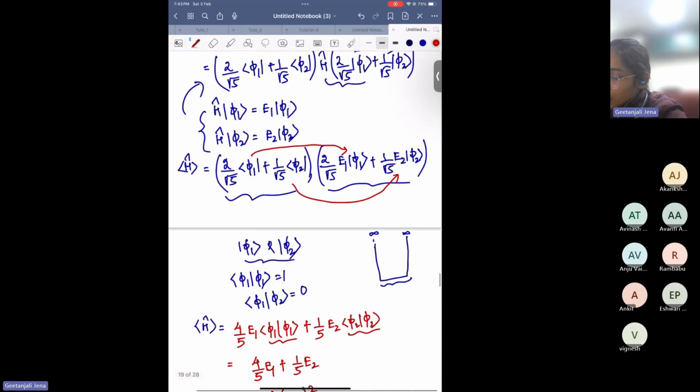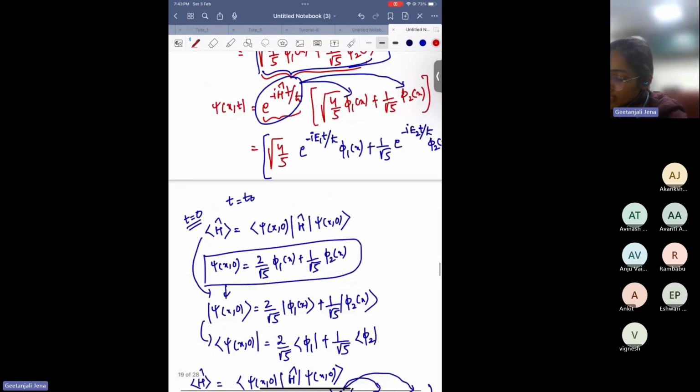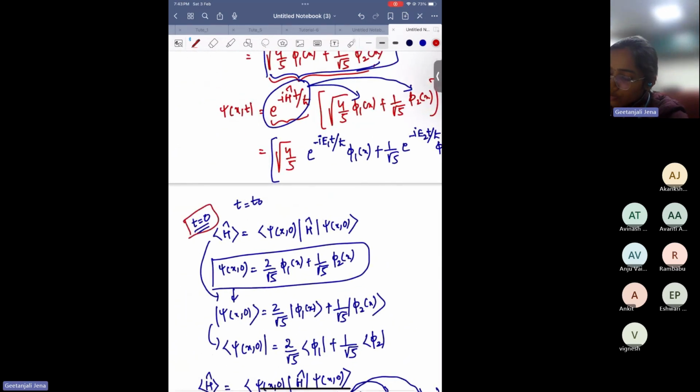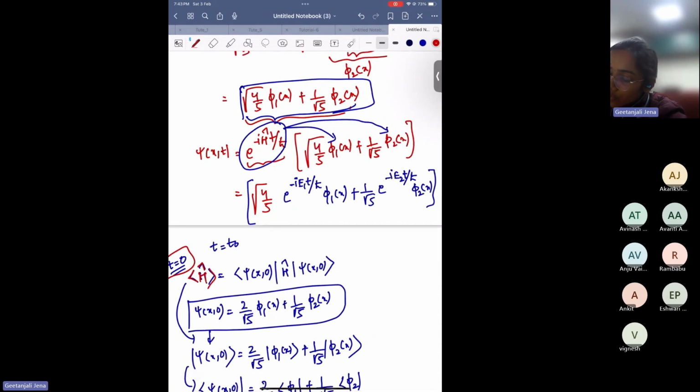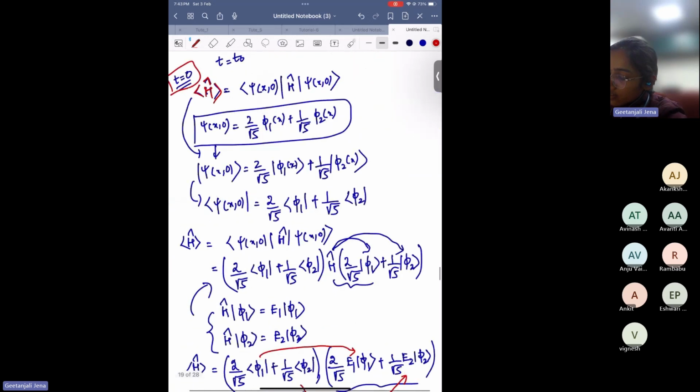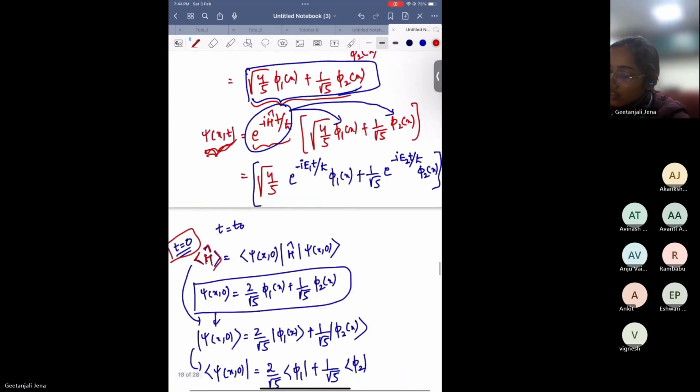Second part. This is for t equal to t0. What is the expectation value of energy you are getting? Now for t equal to t naught, what you have to do is use this wave function. So let's solve it.